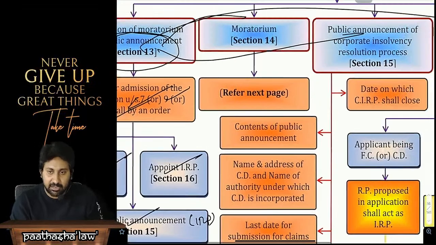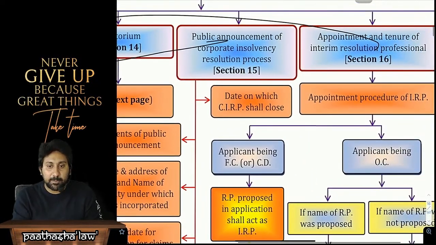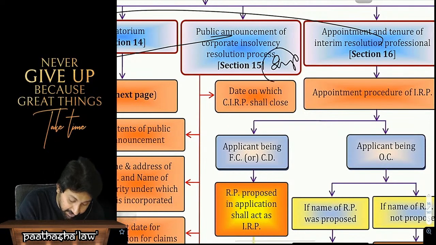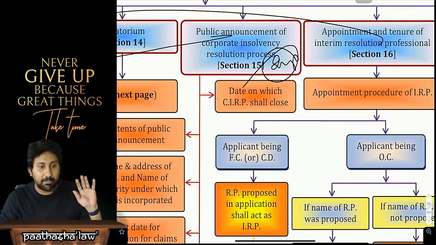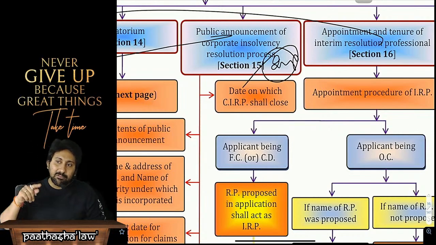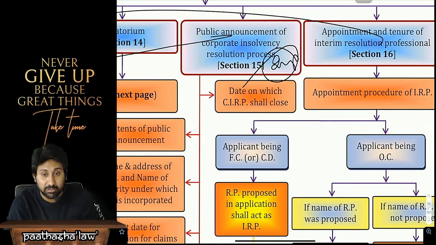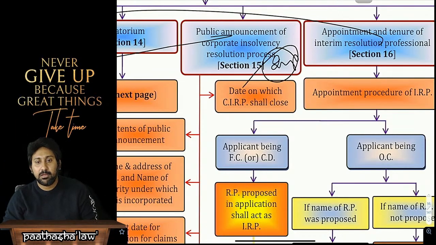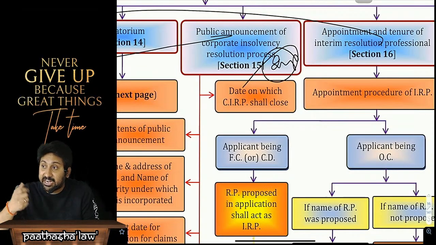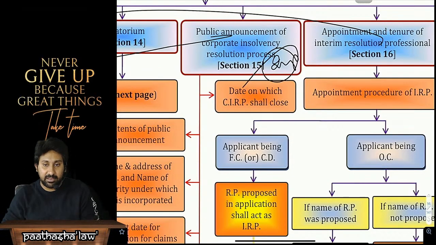Okay. Let us see. Sir, moratorium, keep it aside. I will refer to that on the next page. Public announcement of corporate insolvency resolution process. Very important point. Examination-wise it may not be asked, but it is important because claims start from that day. If you don't give the public announcement, how will other operational creditors and some migrant financial creditors know about this? Therefore, to make their individual claims, they should first get the information that one of their debtors is under insolvency.